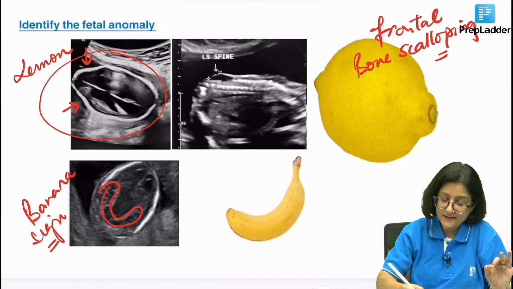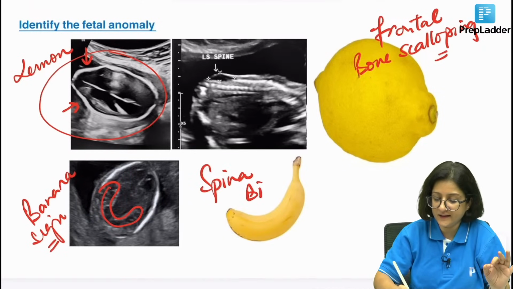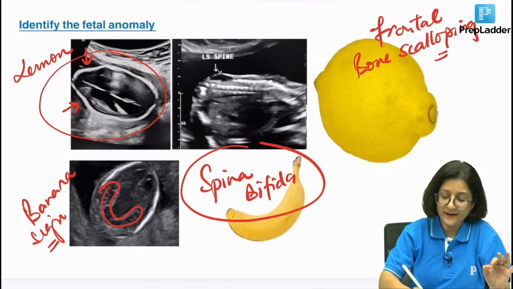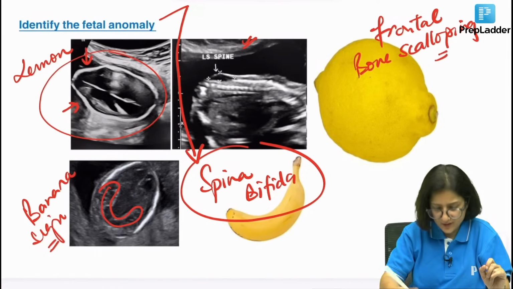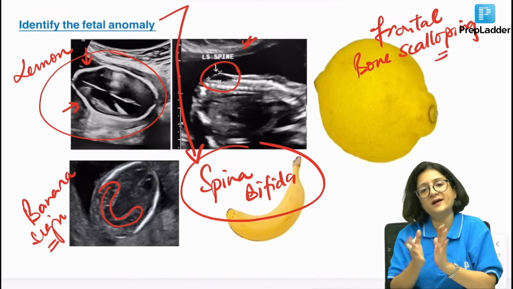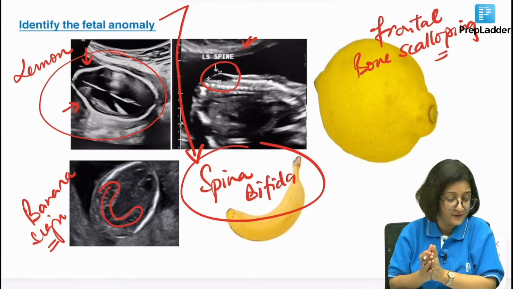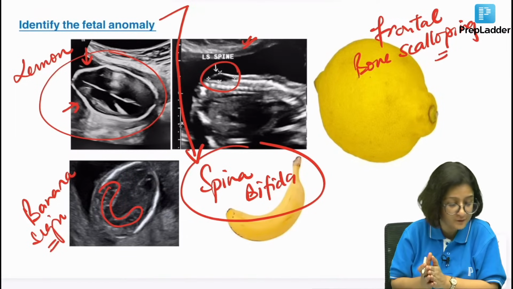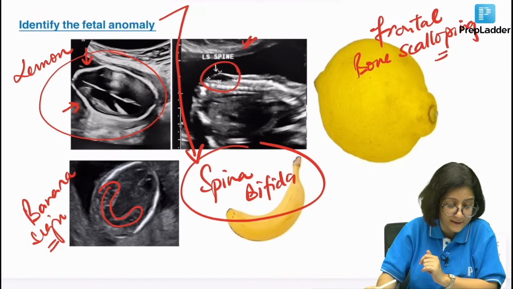Right? So this is what we see in spina bifida. Identify the fetal anomaly: spina bifida. This image is attached here. This is showing spina bifida in the lumbosacral spine, but we don't expect undergraduate students to identify spina bifida unless there's some extra bit of information given to you, and more will be told by your radiology faculty.